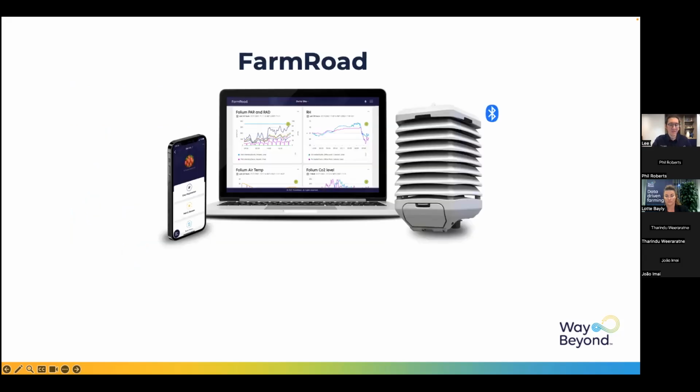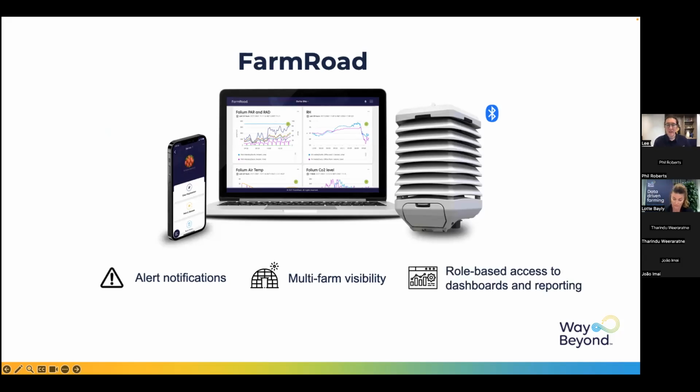This platform has a few additional features, not limited to these ones, but these are some key ones based on what we've discussed today. Alert notifications via WhatsApp, email, or text message for early detection of climate conditions. Multi-farm visibility, so you can understand the performance of all of your farms in one place. And role-based dashboards and reporting, bringing the right information to the right people, regardless of whether they're part of your team internally or an external consultant.